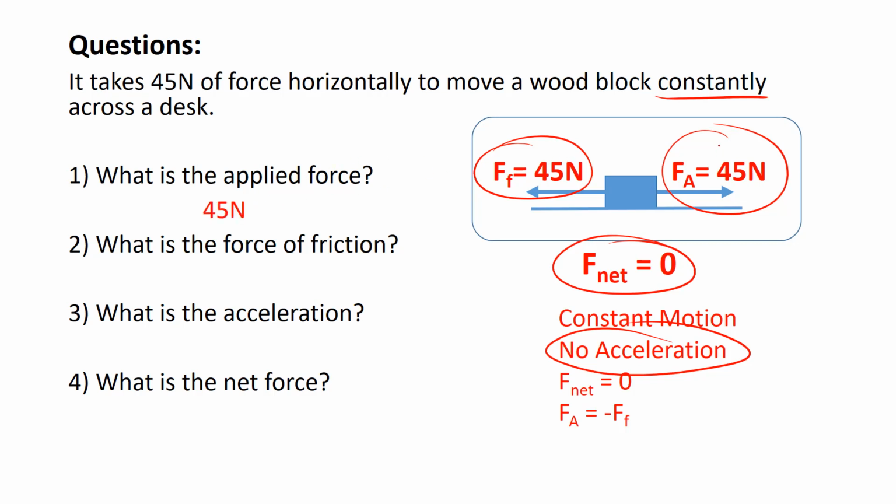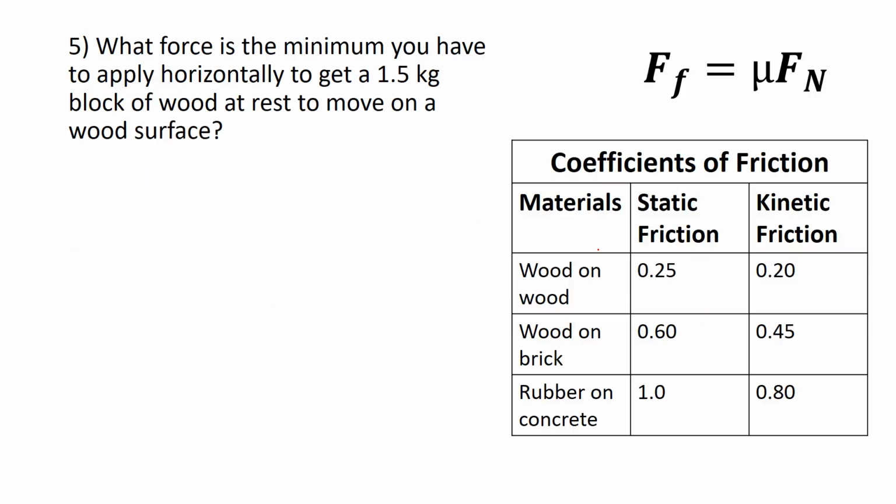What's the applied force? That's what we started off with. That's the 45 that was applied. It's constant motion, so therefore the force of friction must balance that off. What's the acceleration? Well, there's no net force, so there's no acceleration. And kind of going back to it, there's no net force as well. So just watch out, constant motion. Could be a trick question, but watch out. Constant acceleration and constant motion are two different things. Constant acceleration means there is an acceleration.